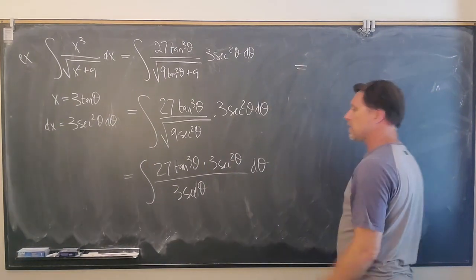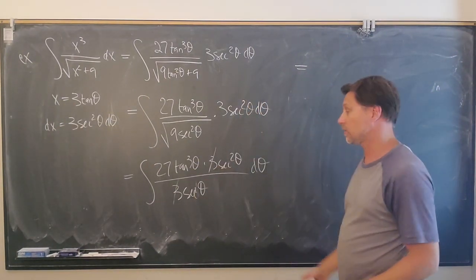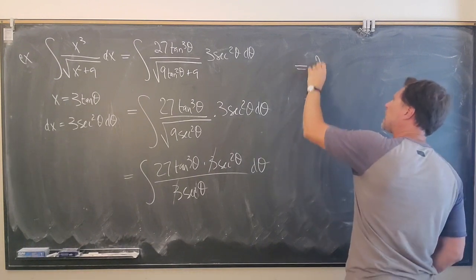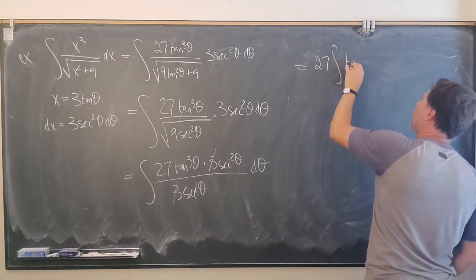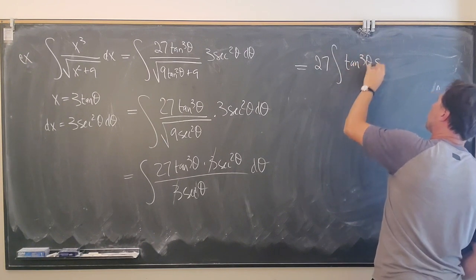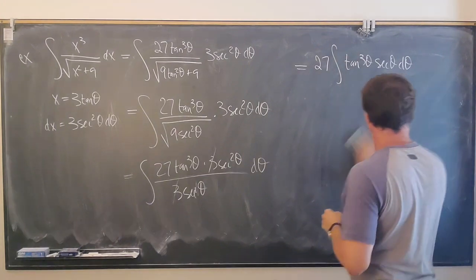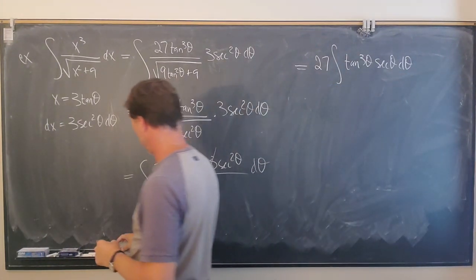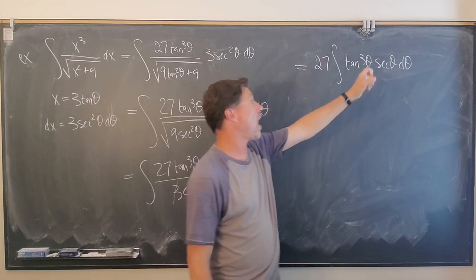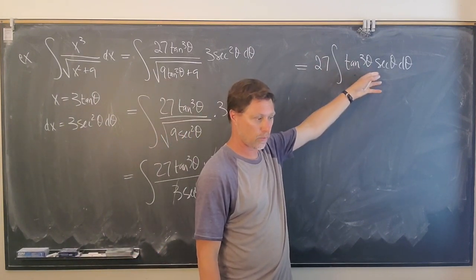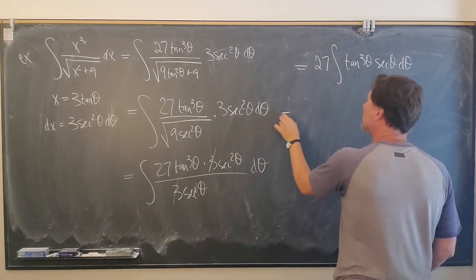Notice the 3's cancel and one factor of secant cancels. So what we'll have, I'm going to put the 27 out in front, so it'll be 27 tangent cubed theta times secant theta d theta. So what do we have here? A product of trig functions. I've got an odd power of tangent, right? With a mixture of tangents and secants, we've got an odd power. And we know in that case then, what do we do?